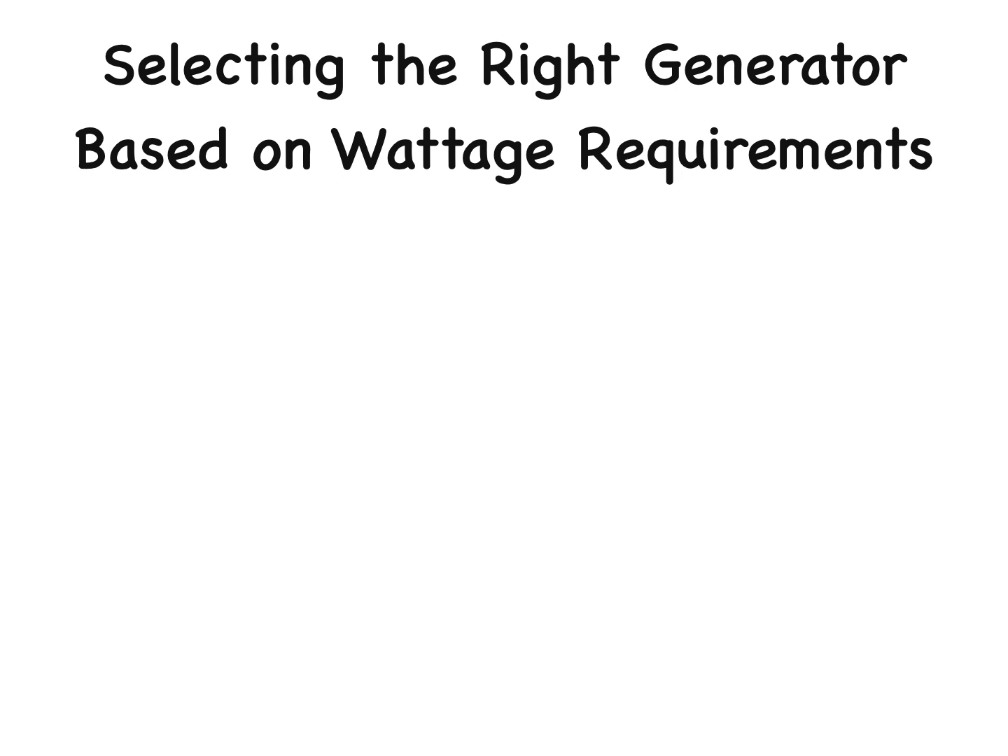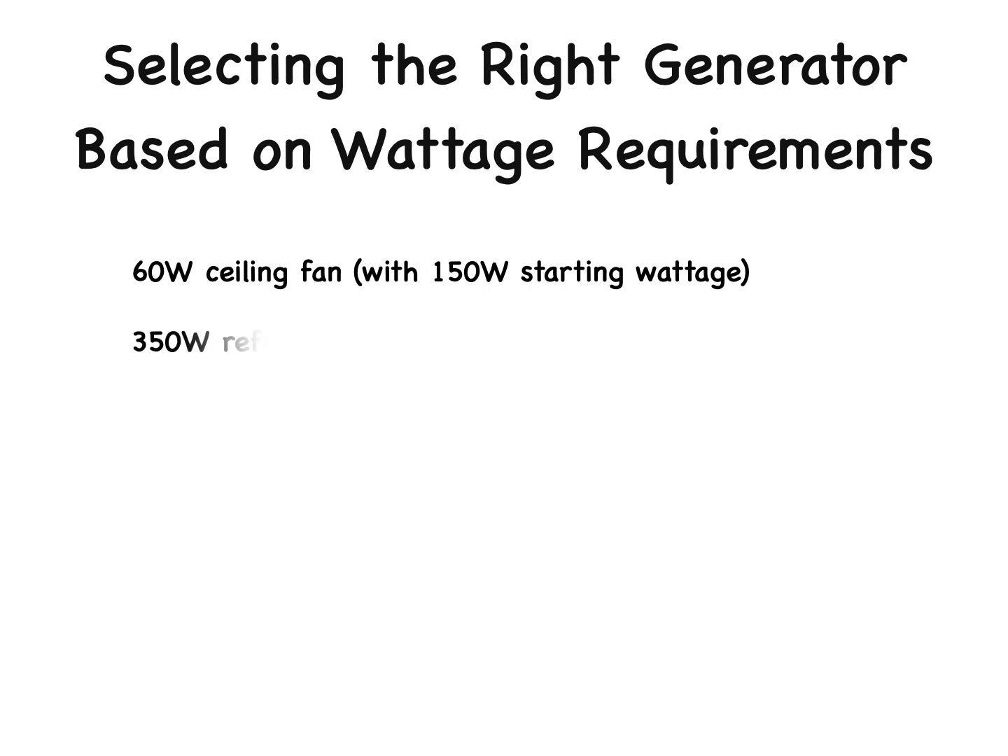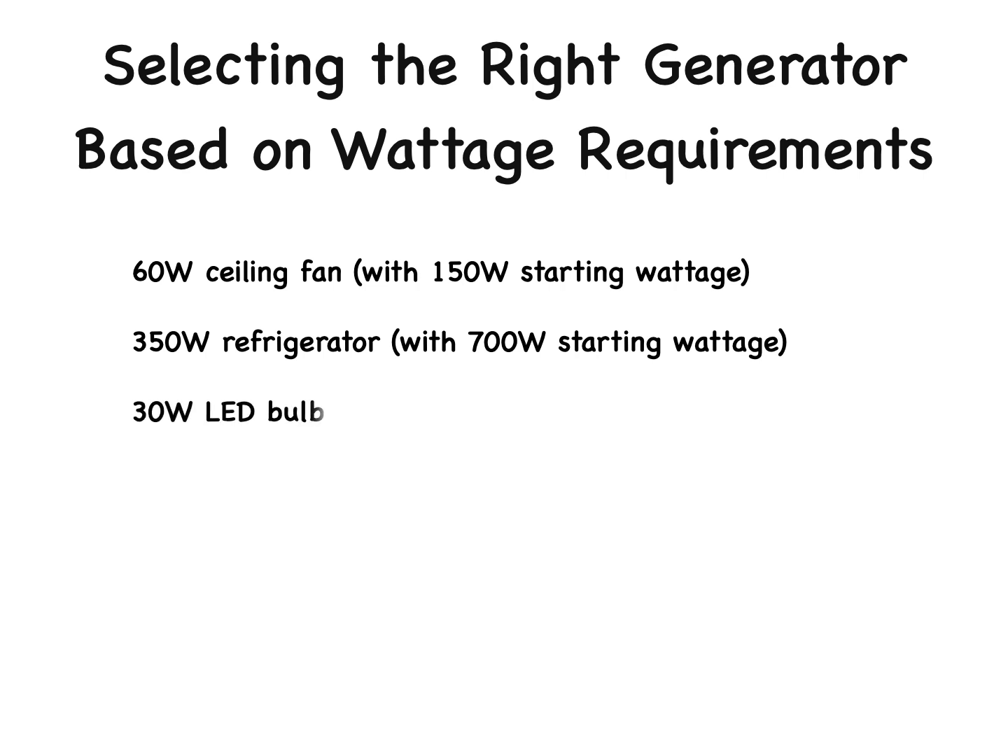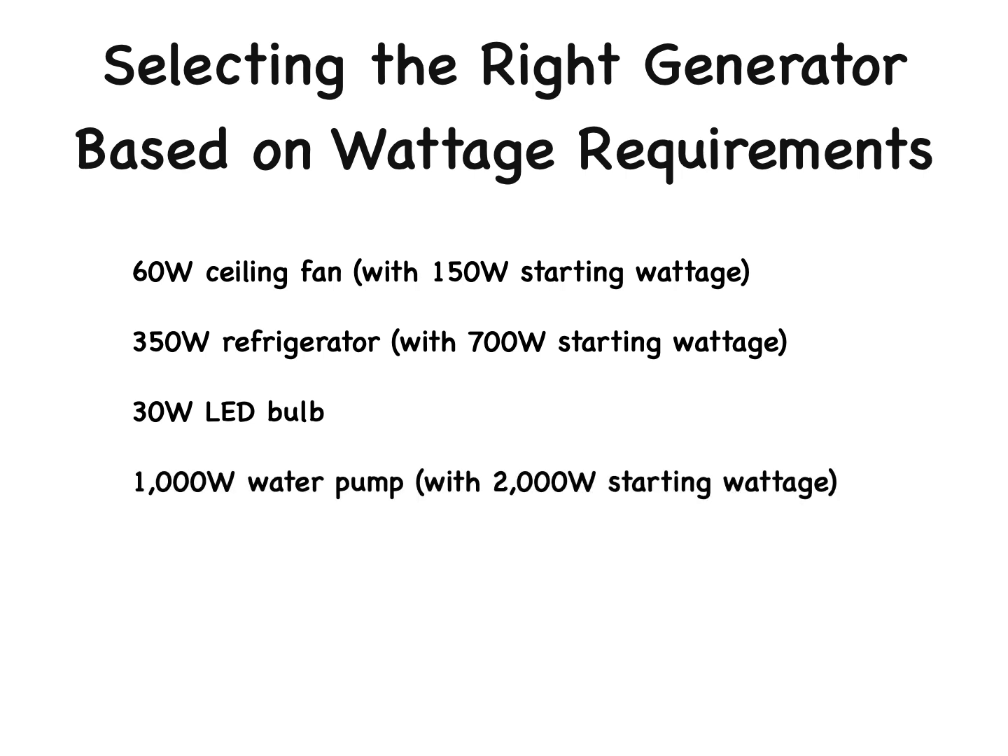Let's use a real-life example to better understand how you can select the right generator based on the wattage needs. Suppose you want to run a 60 watt ceiling fan with 150 watt starting wattage, a 350 watt refrigerator with a 700 watt starting wattage, 30 watts of LED bulbs, a 1,000 watt heat pump with a starting wattage requirement of 2,000 watts, and a 50 watt laptop with a generator.